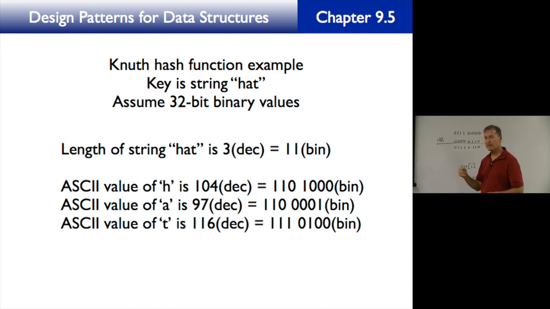Yeah, signed integers means that it can be negative. An int is a signed type. So we make it unsigned. Okay? So the length of the string "hat" is 3 decimal, which is 11 binary.